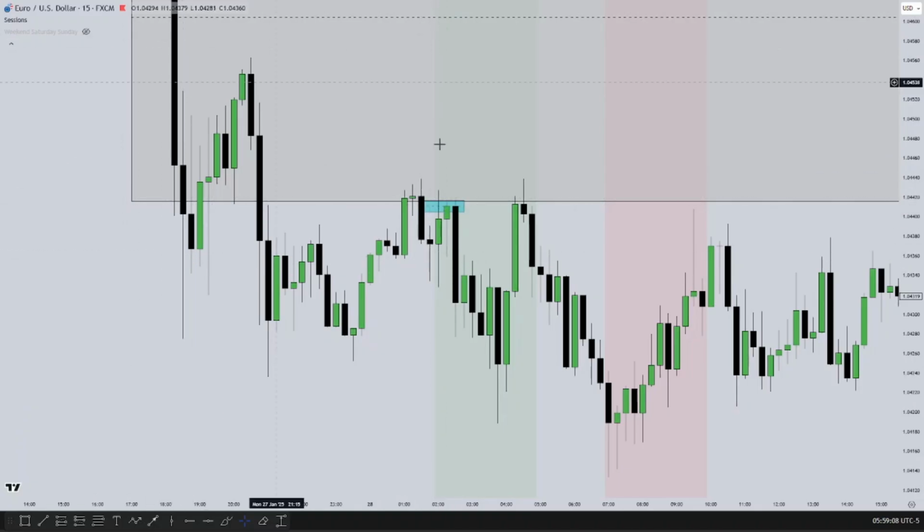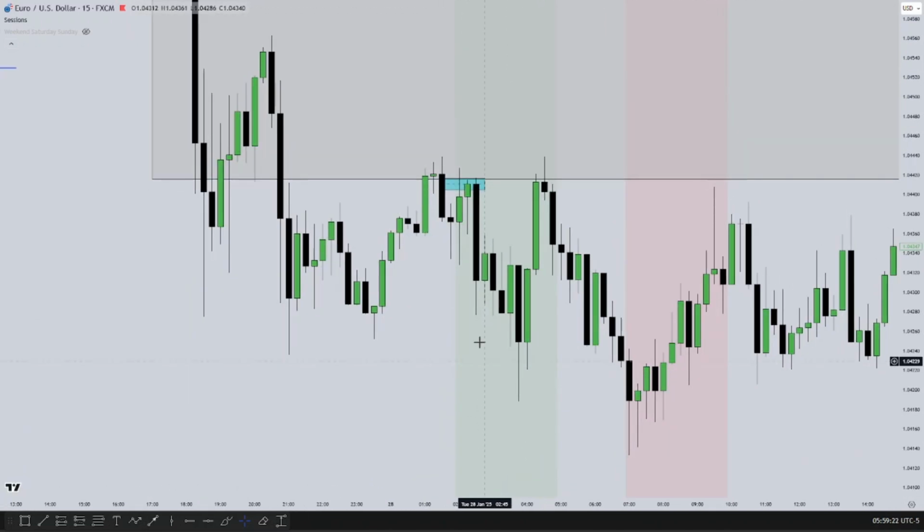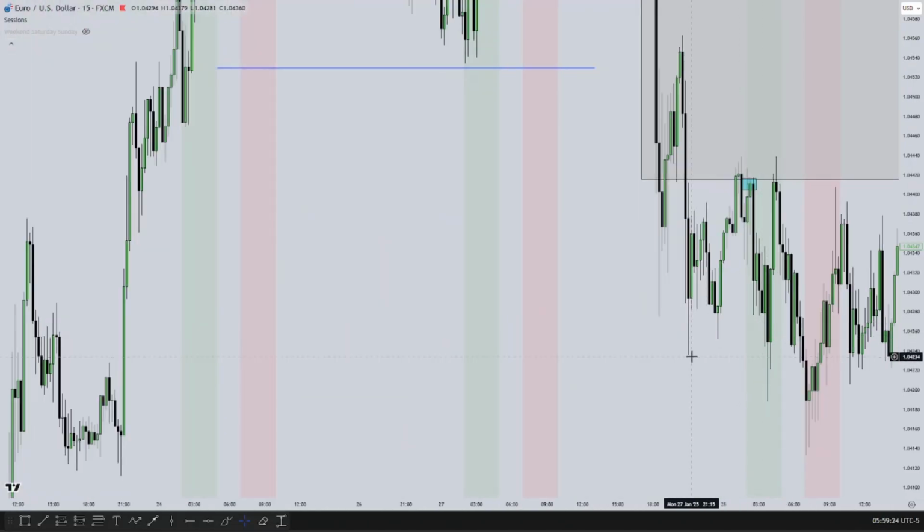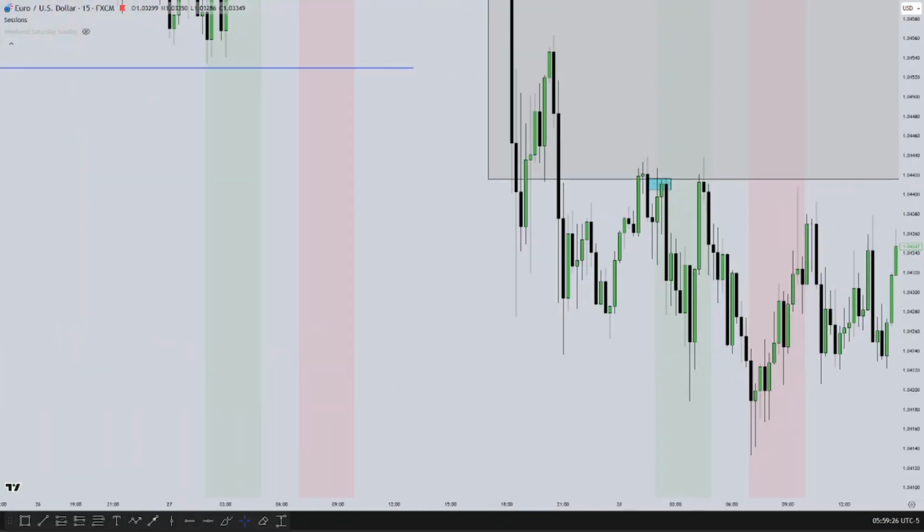And clearly there's a 15-minute shift in market structure before 3 a.m. I already have a bias. I'm anticipating lower prices. Now, where to target? You target the 4-hour swing low, which is going to be your first target.